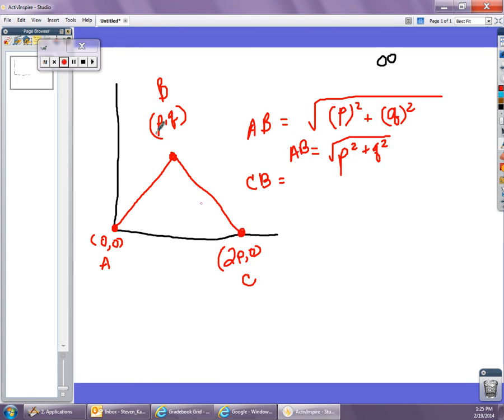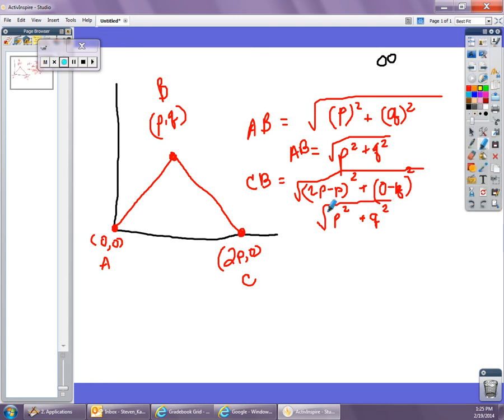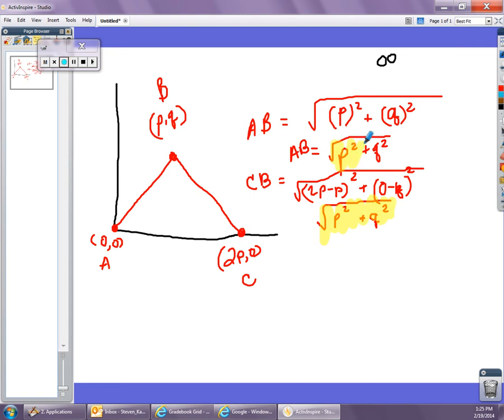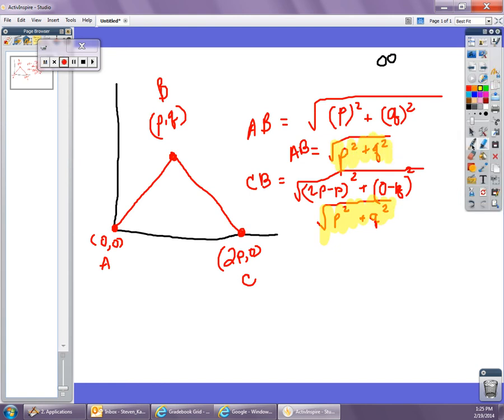So CB is going to be 2P minus P, squared, plus 0 minus Q, squared, and the whole thing is under the square root sign. So 2P minus P is P, and P squared is just P squared. Negative Q squared is actually negative 1 times Q, and both the negative 1 and the Q get squared, so you end up with a positive 1 Q squared, all under the square root. So right here, you can see that since they have the exact same distance, that proves that we have an isosceles triangle.